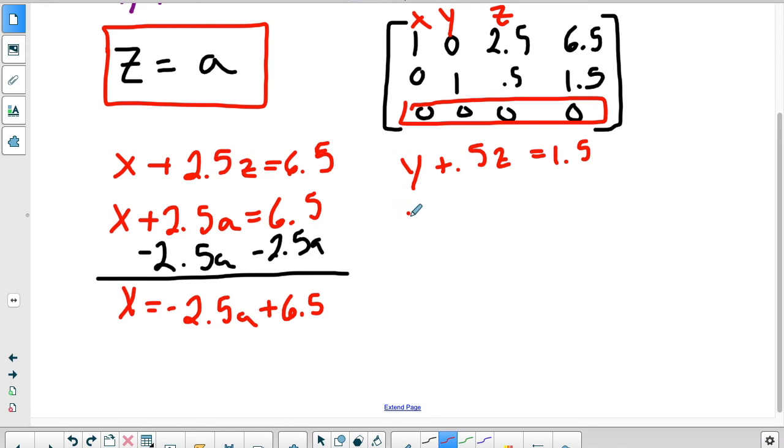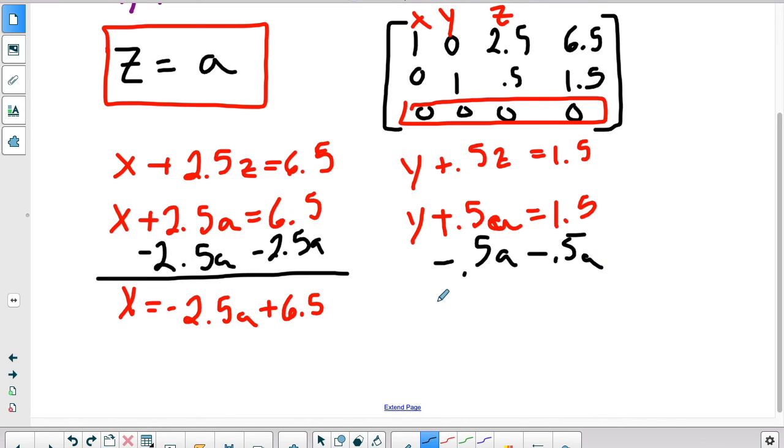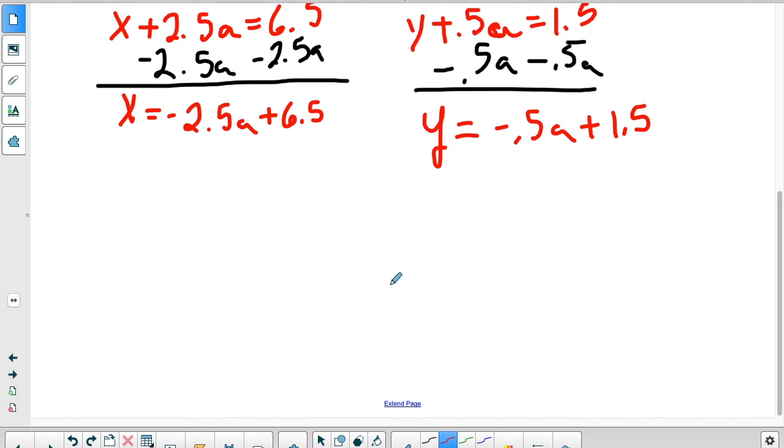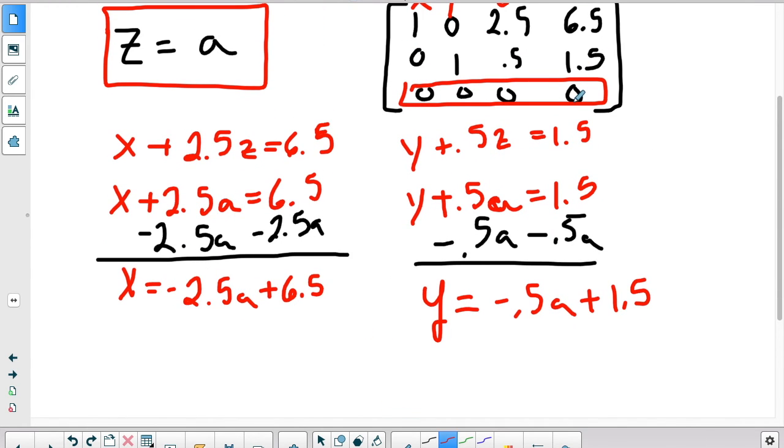So what I'm going to do first is plug in a for z. So I get y plus 0.5a equals 1.5. Solve for y, so I'm going to subtract 0.5a from both sides. And I get y is equal to negative 0.5a plus 1.5. And really what we're saying is that z can be any value, because since it became zeros, it can be any value. And x and y are in relationship to each other with z, because whatever value z is, it will reflect what x and y can be.